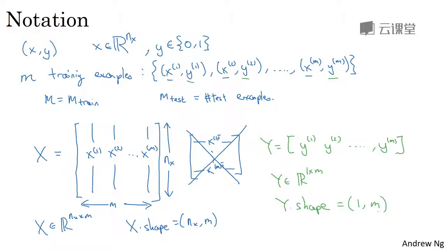And as you implement your neural network later in this course, you'll find that a useful convention is to take the data associated with different training examples, and by data I mean either x or y or other quantities you'll see later, and stack them in different columns, like we've done here for both x and y. So that's the notation we'll use for logistic regression and for neural networks later in this course.